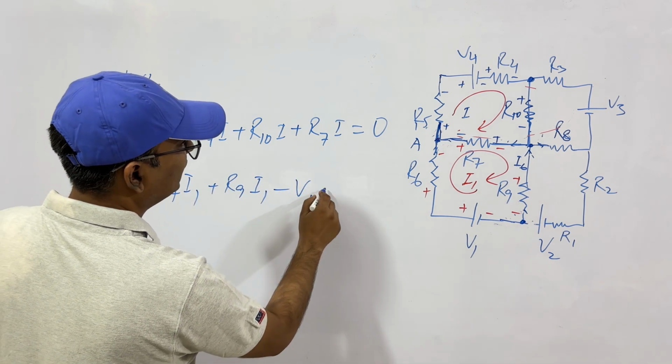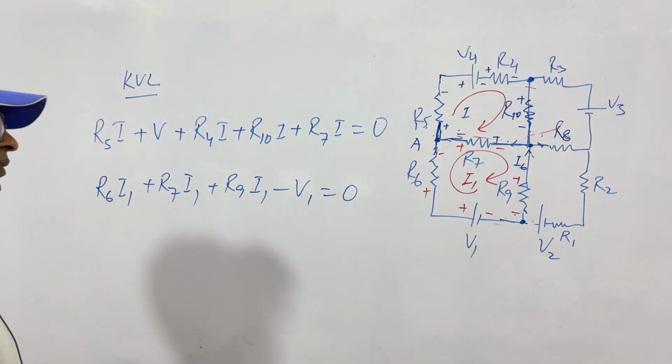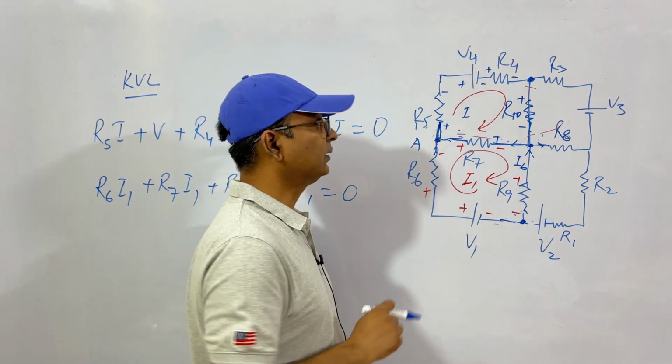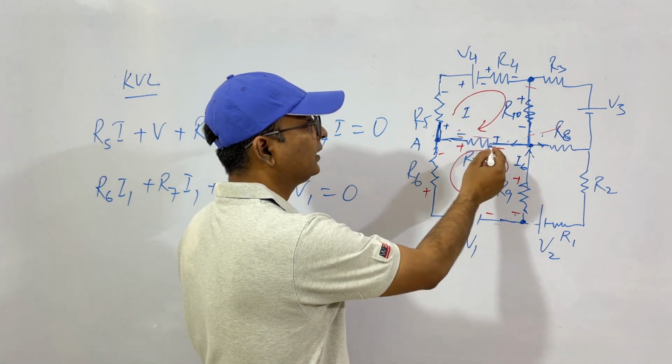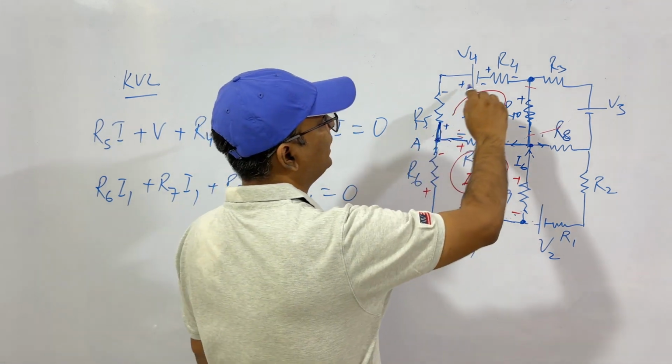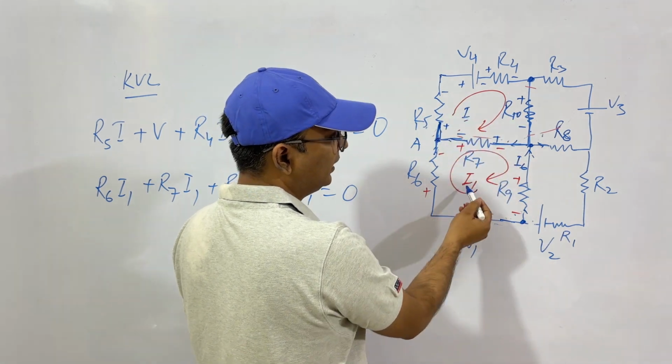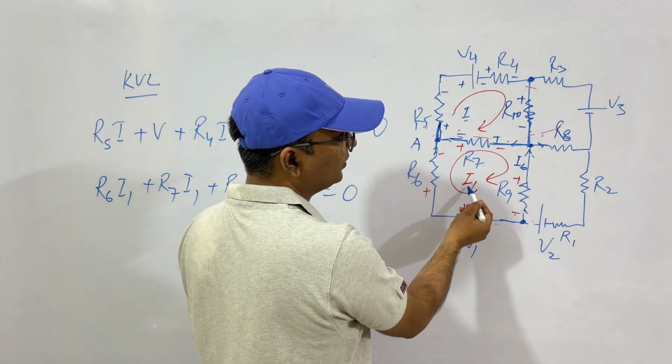So minus V1 is equal to zero. This is Kirchhoff's voltage law. Now, when you are studying this for the first time, you'll think I current is flowing here and I1 current is flowing. Correct. We consider the component of the current because of this loop, that is I. Similarly, the component of the current in this resistor because of this loop is I1.